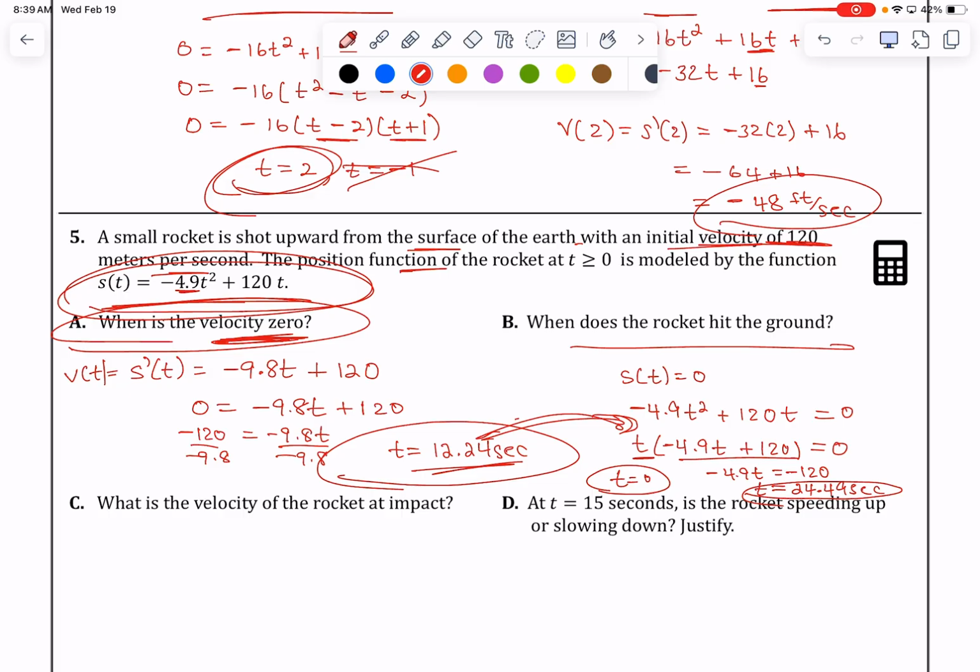and that's halfway between where it's going to cross the x-axis. Think of a parabola. It starts at 0, it reaches the peak, and it's going to hit 0 again at double the time. It gets to the peak at 12.24 seconds. It's going to take another 12.24 seconds to hit the ground.